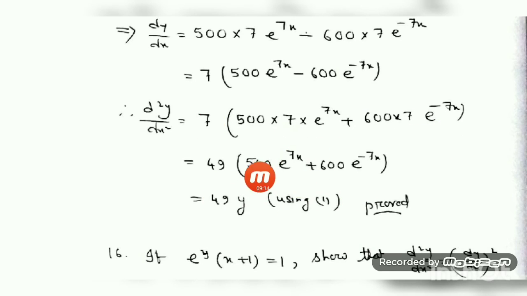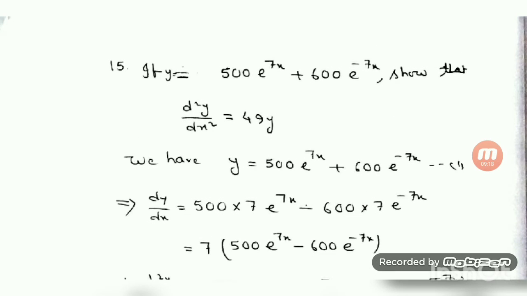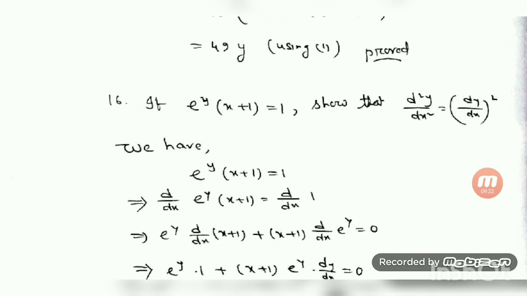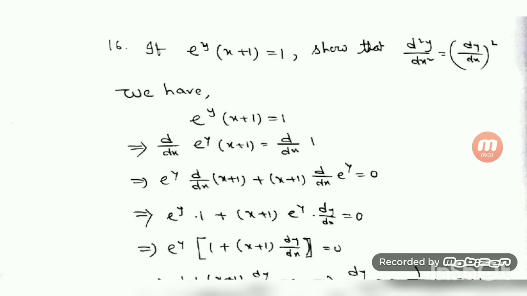7 7s are 49, and this is nothing but your y, because in an exponential expression, when you take the derivative, a similar expression will come again. So here I can use y, and we got d2y/dx2 is equal to 49y. I have used here y, hence proved. Now go to the next question.